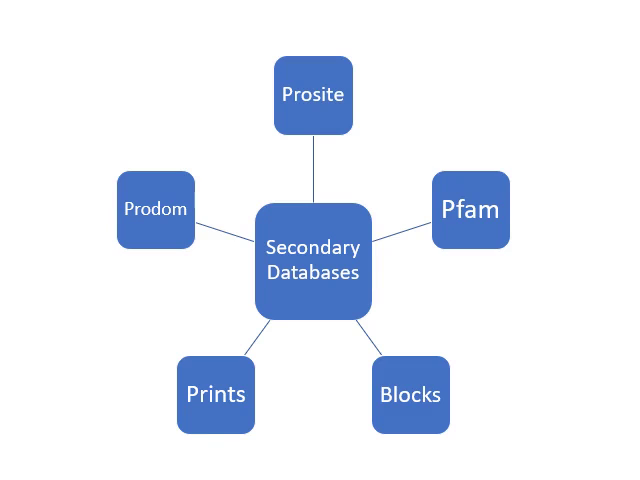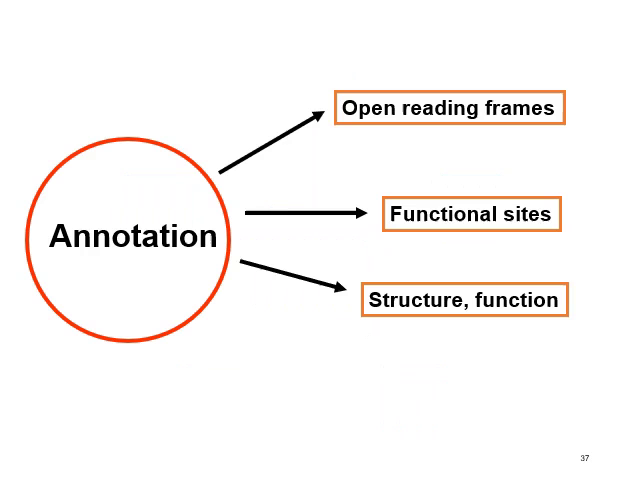Now, in these secondary databases, the protein sequences are analyzed by multiple sequence alignment methods, and then they are classified on the basis of protein family and protein domains, and all that protein family and domain information is stored in these secondary databases of protein sequences. Let's take the example of a gene sequence.